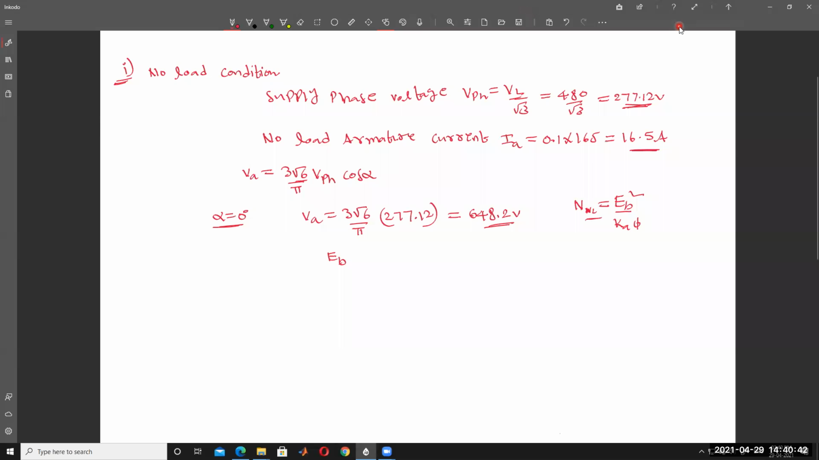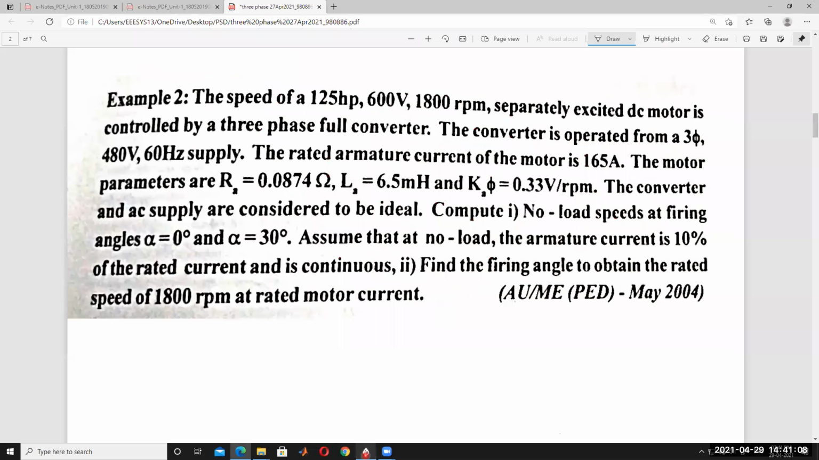So EB is equal to VA minus IA into RA. Am I right? VA is equal to 640, and IA is equal to 16.5, the no load current, which is 10% of the rated current. And RA, the armature resistance given, is equal to 0.0874.